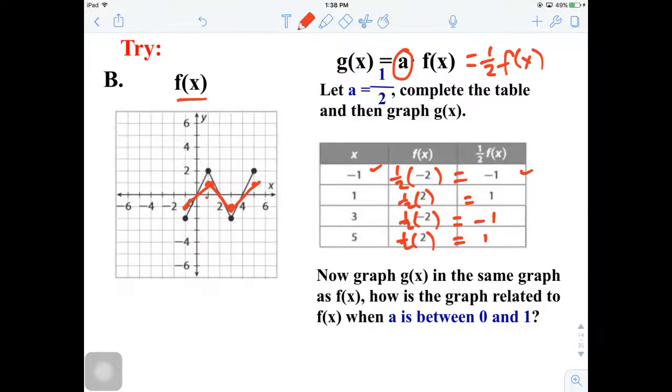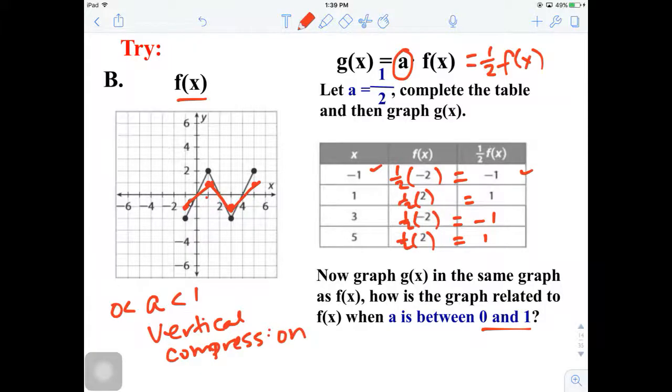graph is actually compressed. So we have a conclusion that if a is between 0 and 1, which means it's less than 1, or just between 0 and 1, which is a fraction, we are going to have a vertical compression by a factor of 1/2. And that is the transformation that is associated with multiplying by 1/2.